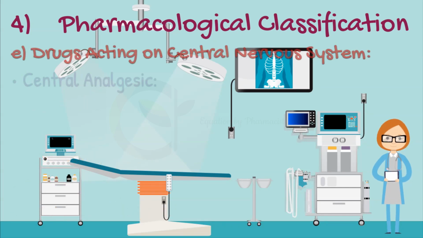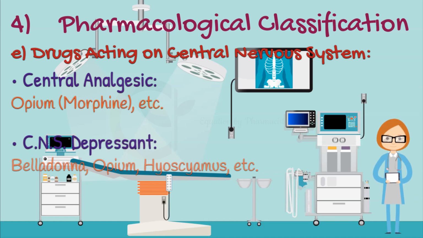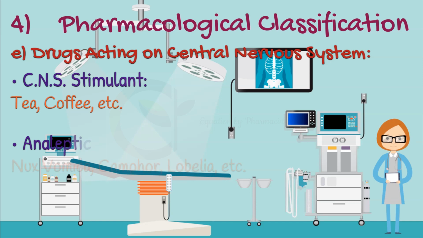Fifth category comprises of drugs acting on central nervous system. This covers central analgesic. For example, opium products, such as morphine, etc. CNS depressant. For example, belladonna, opium, hyoscyamus, etc. CNS stimulant. For example, tea, coffee, etc. Analeptic. For example, nux vomica, camphor, lobelia, etc.